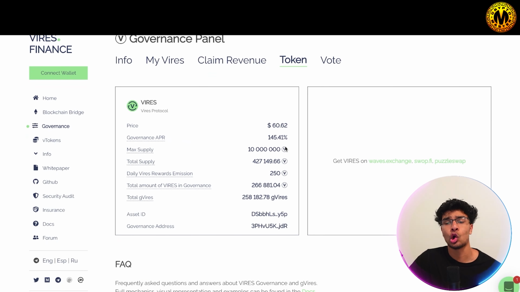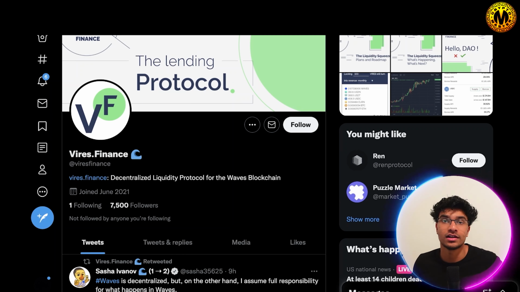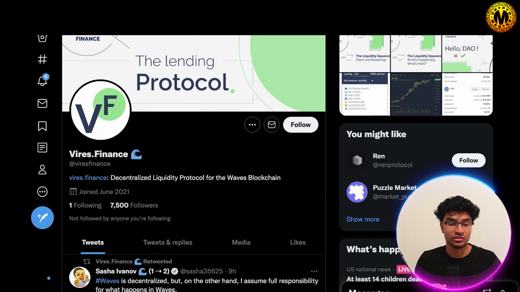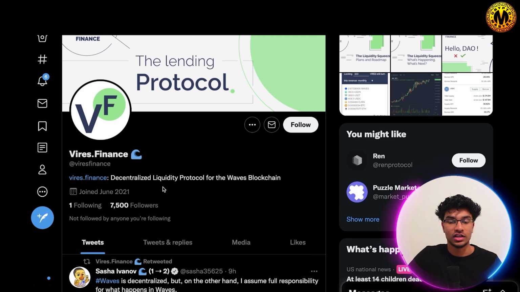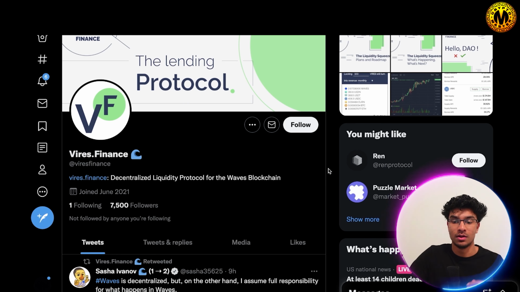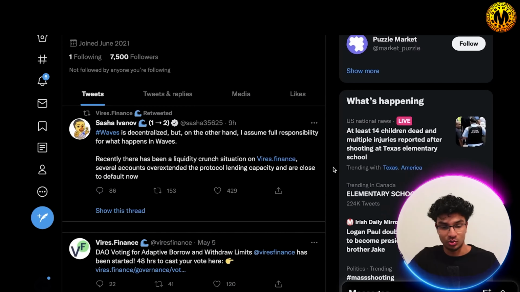Here are some of the token stats for the Vires protocol token. As you can see, the current price is $60.62. Taking a look at their community side of things, here is their Twitter page. As you can see, 7,500 followers, pretty good. And as you can see, decentralized liquidity protocol for the Waves blockchain. So they are on the Waves blockchain like we just covered.